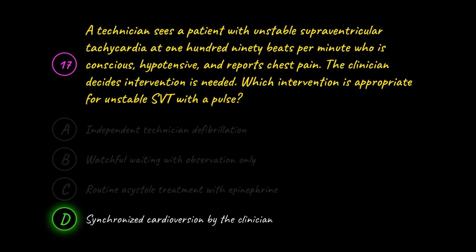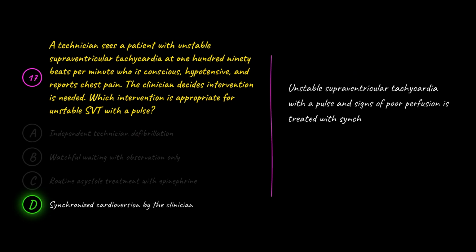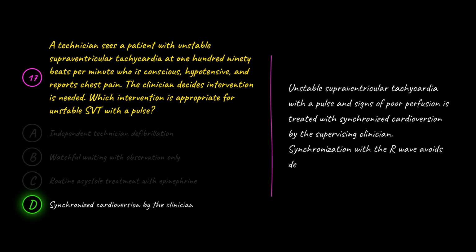The correct answer is D. Synchronized cardioversion by the clinician. D is correct because unstable supraventricular tachycardia with a pulse and signs of poor perfusion is treated with synchronized cardioversion by the supervising clinician. Synchronization with the R wave avoids delivering the shock during the vulnerable T wave period.